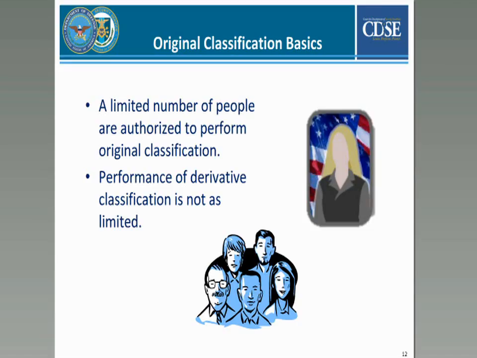Derivative classification is quite different. It is the process of using existing classified information to create new material and marking that newly developed material consistent with classification markings that apply to the source information. Individuals who perform derivative classification are known as derivative classifiers, in contrast to original classifiers. There are a great many individuals who do derivative classification.